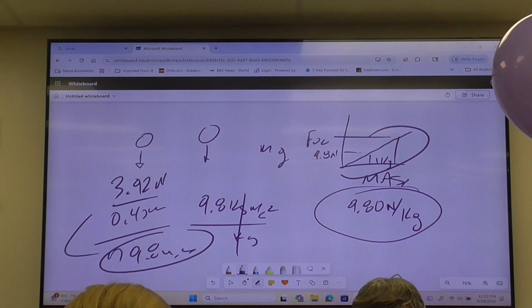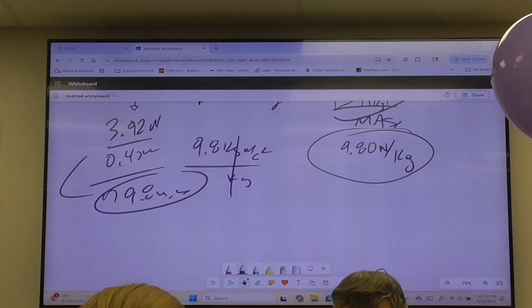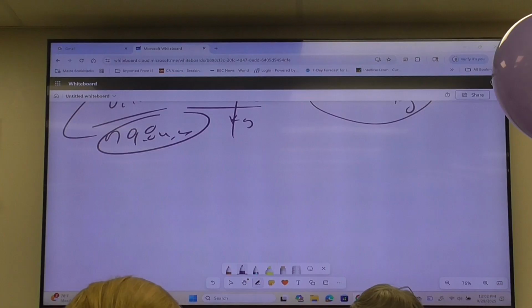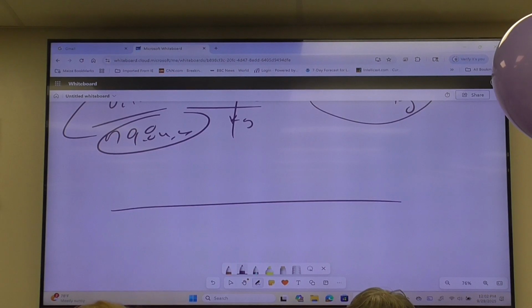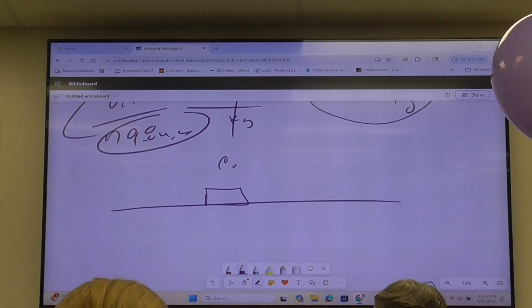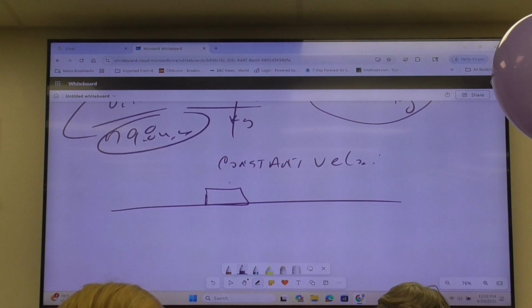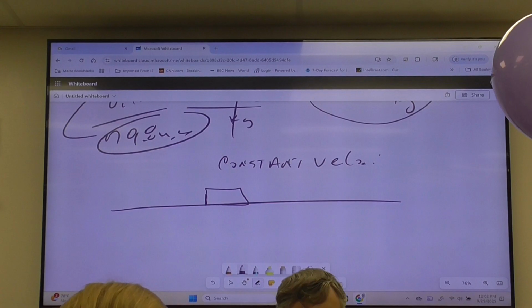Did that answer that? Okay, on number 5, let's talk about number 5. So on number 5, what are the two most important words at the beginning of number 5? Two most important words. Constant velocity. So what does that mean all the forces add up to? 0. So visualize this.